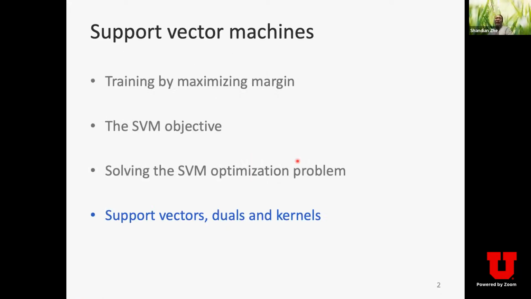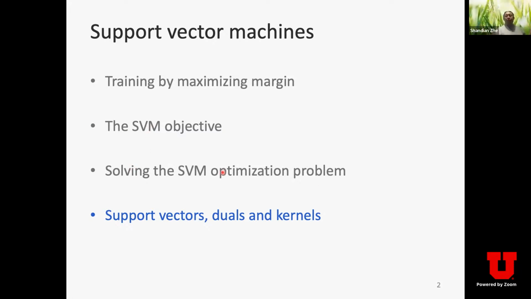So far for support vector machines, we can talk about the training principle. Why should we maximize the margin? It can be justified through computational learning theory. And then we formulate the SVM objective function, which reflects the margin maximization principle. Then we talk about how to solve the SVM optimization problem.